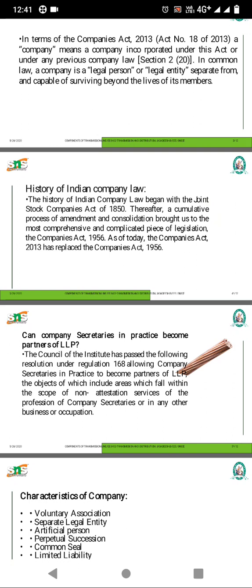History of Indian Company Law. The history of Indian Company Law began with the Joint Stock Companies Act of 1850. Thereafter, a cumulative process of amendment and consolidation brought us to the most comprehensive and complicated piece of legislation, the Companies Act 1956. As of today, the Companies Act 2013 has replaced the Companies Act of 1956.